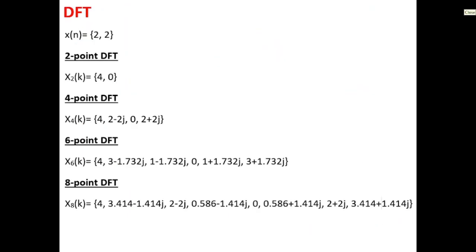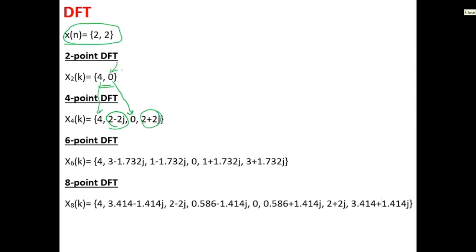So let us take an example of a signal x of n equals 2. Okay. Now herein, if you see, if we perform 2-point DFT, we get a value of 4 0. When we go for the 4-point DFT, if you see, this 4 comes here and this 0 comes here, and 2 additional points have come.